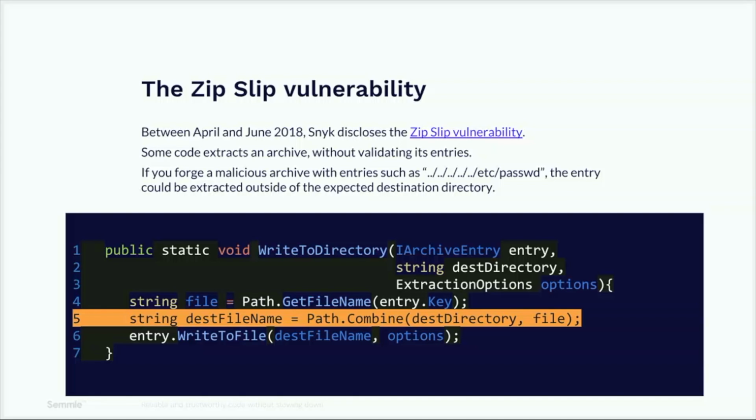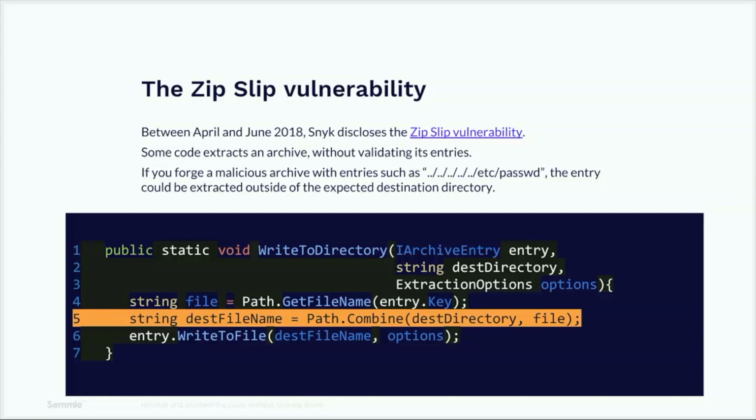We are trying to extract an archive into our file system in a given destination directory. But if you look on line 5, you can see that path.combine will just concatenate the destination directory with the entry path. And then afterwards, we just write this to our file system at this location.